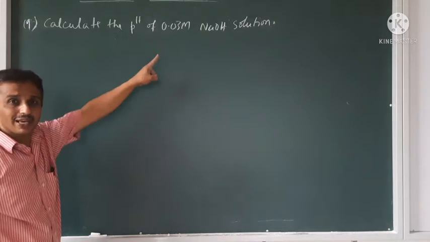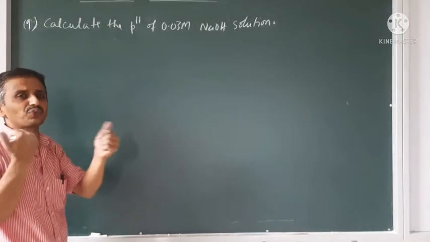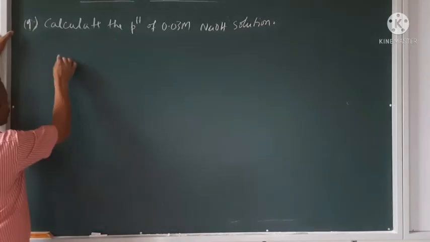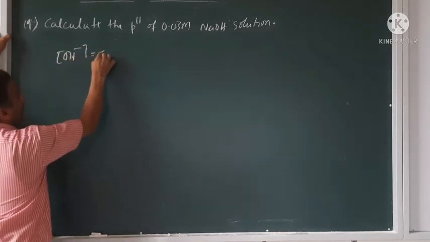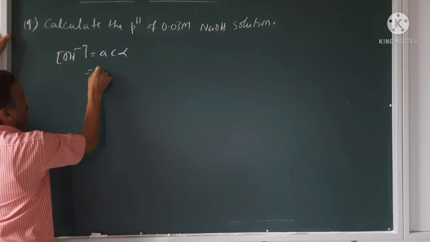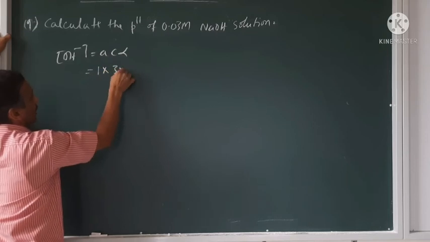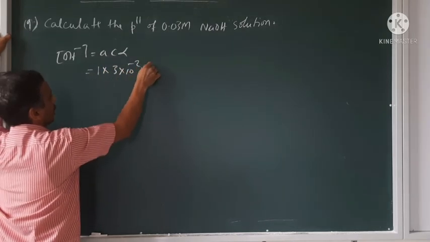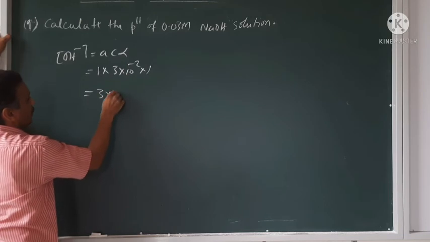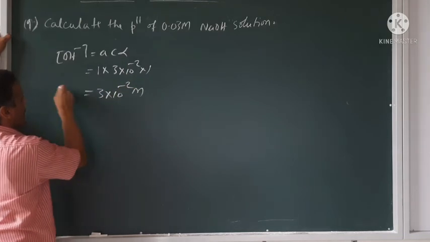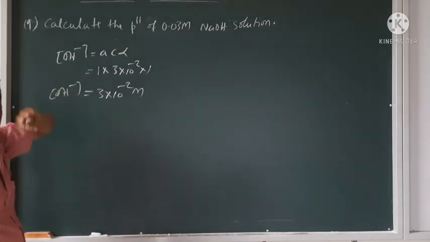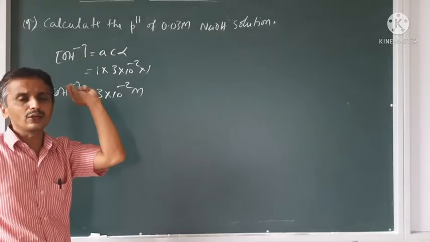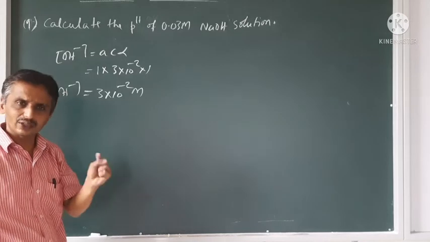See, this problem can be calculated in a little different manner also. See, OH minus concentration I am getting as A into C into alpha is equal to 1 into 3 into 10 power minus 2 into 1 is equal to 3 into 10 power minus 2. Now, without calculating the pOH, I can calculate pH also.